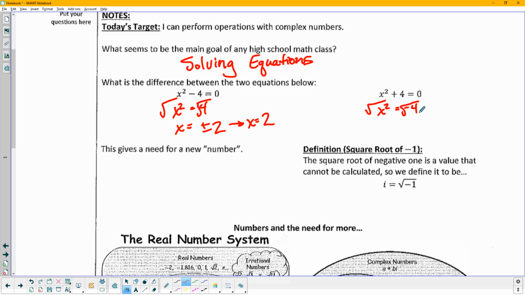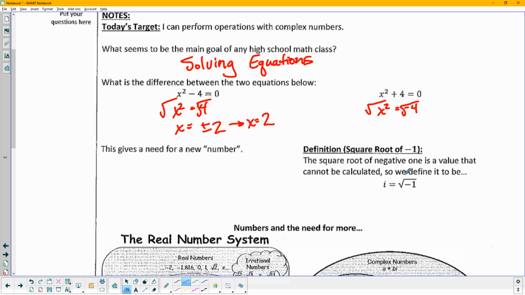Now, if I do that on a calculator, really anything but the highest functionality calculator is going to give me an error. It's probably going to say domain error, in that the square root of negative numbers is not actually in the domain of the square root function, so it's not going to work. And so that kind of brings light to a new number, so to speak. And that number is the square root of negative 1.